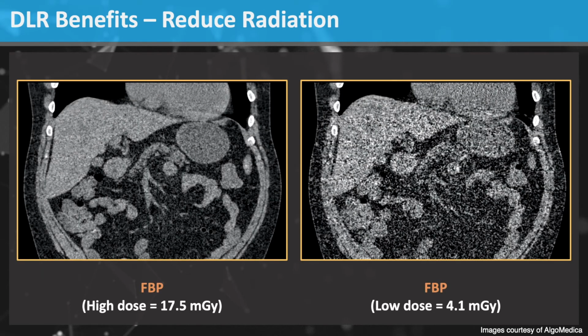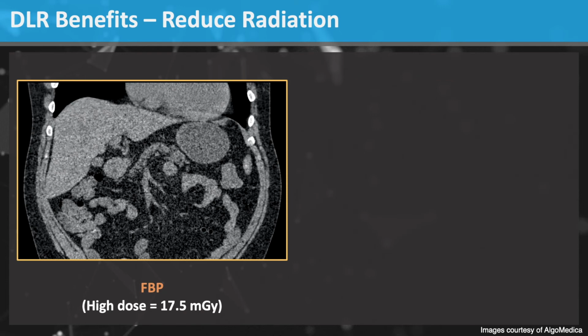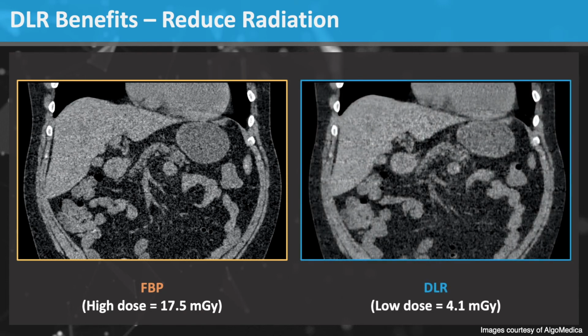The image on the left was obtained with high radiation dose and looks okay. The image on the right was obtained with greater than 75% reduction in the radiation dose and looks horrible due to high image noise. However, with DLR, the noise from the low radiation dose scan is substantially reduced, leading to improved image quality that is comparable to the full radiation dose scan on the left. DLR is a revolutionary tool in image processing and allows for substantially reduced radiation dose.